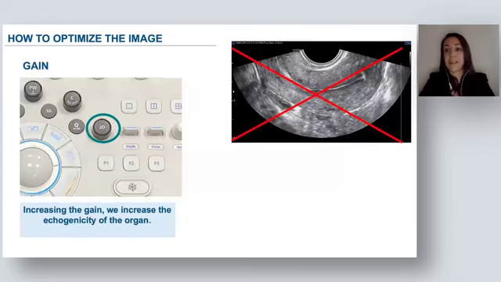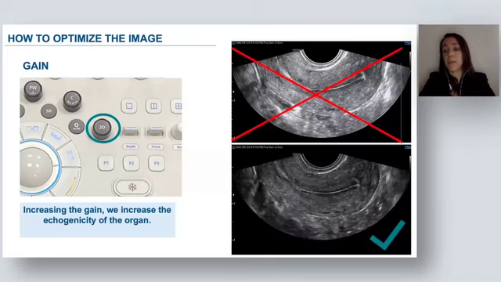Also, gain. When we increase the gain, we increase the echogenicity of the organ. It's important to check the gain to obtain the correct image. We can see in the first one the gain was incorrect, and in the second one the gain was obtained correctly.